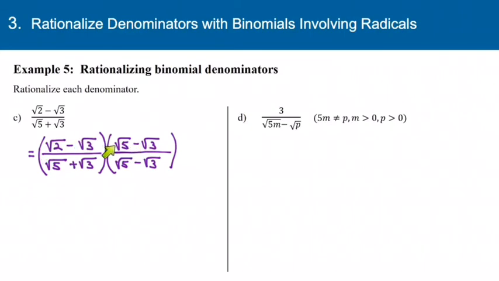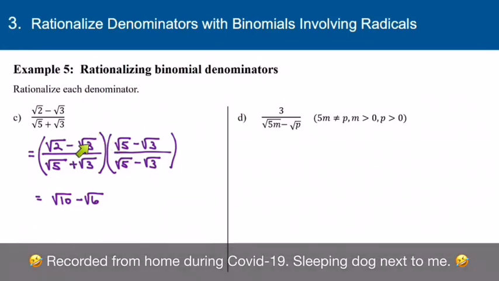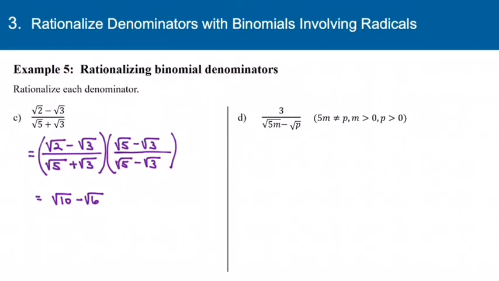Square root of 2 times square root of 5 is square root of 10. Outer times outer is square root of 2 times negative square root of 3, so that's minus square root of 6. Inner times inner is negative square root of 3 times square root of 5, so that's minus square root of 15. And last times last is negative square root of 3 times negative square root of 3, so that's positive 3. In the denominator, square root of 5 times square root of 5 is 5.